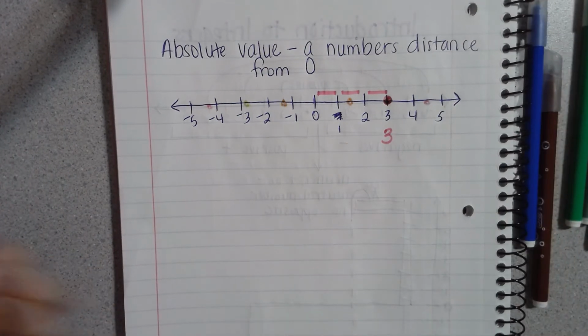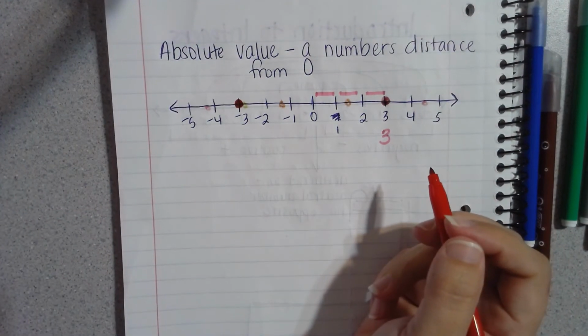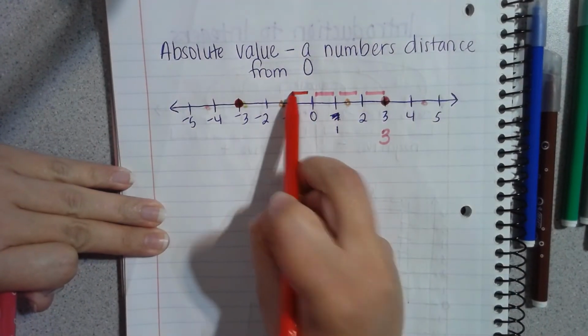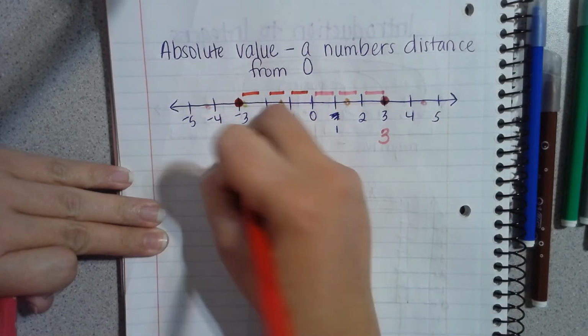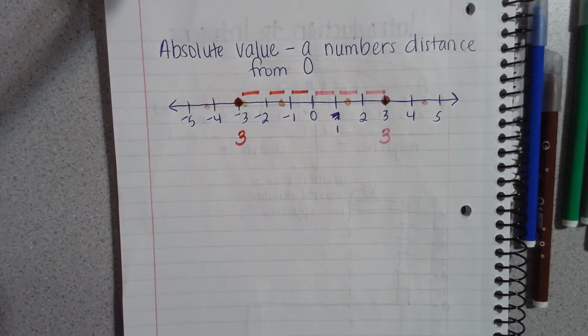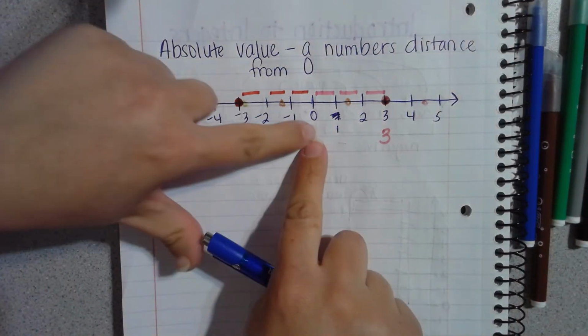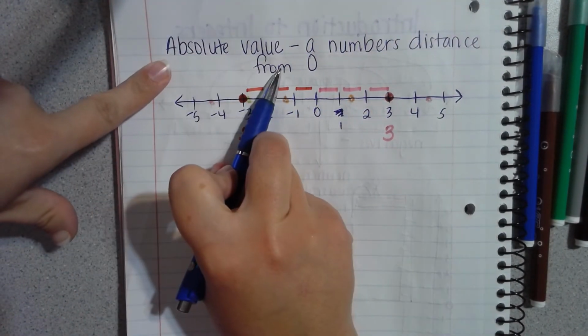Okay. What if I wanted to know what the absolute value of -3 was? So if I'm standing at 0, I'm going to take 1 step, 2 steps, 3 steps. So -3's absolute value is also 3. So there is no such thing as a negative distance from 0 when we're talking about absolute value.